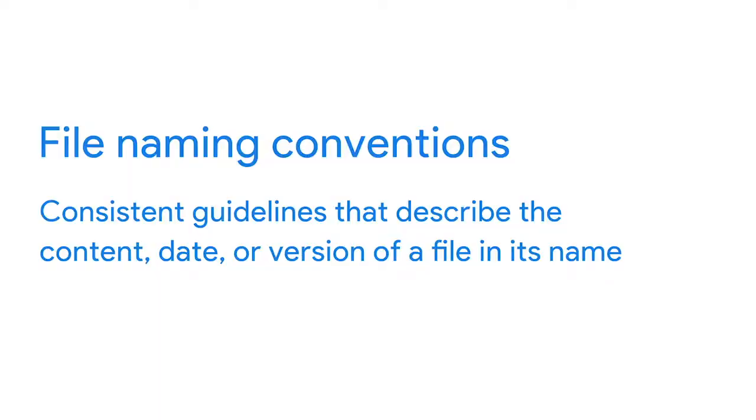Hey again, so you've heard me mention the idea of using meaningful and logical file names to help organize your data. But using consistent file names can also streamline or even automate your analysis process, saving you time and energy in the long run. When you use consistent guidelines that describe the content, date, or version of a file in its name, you're using file naming conventions. And as we've already discovered, these file naming conventions help us organize, access, process, and analyze our data.